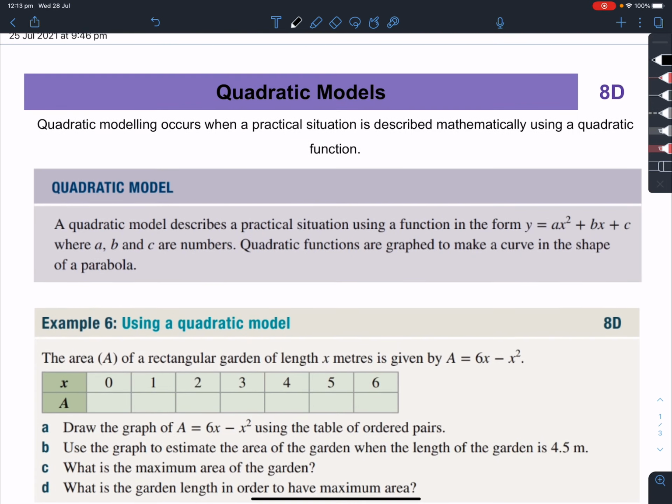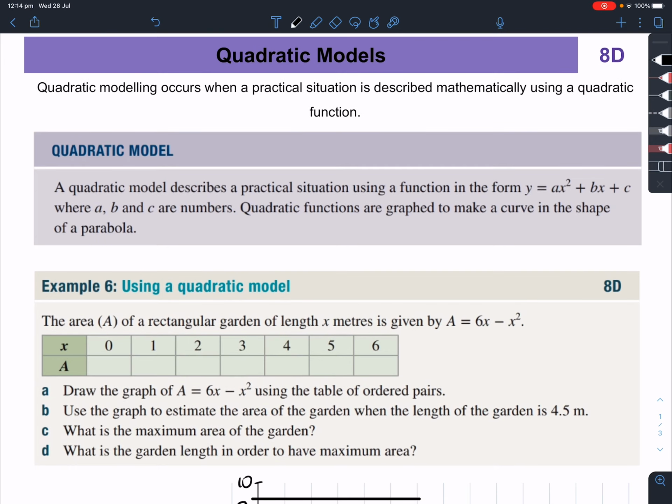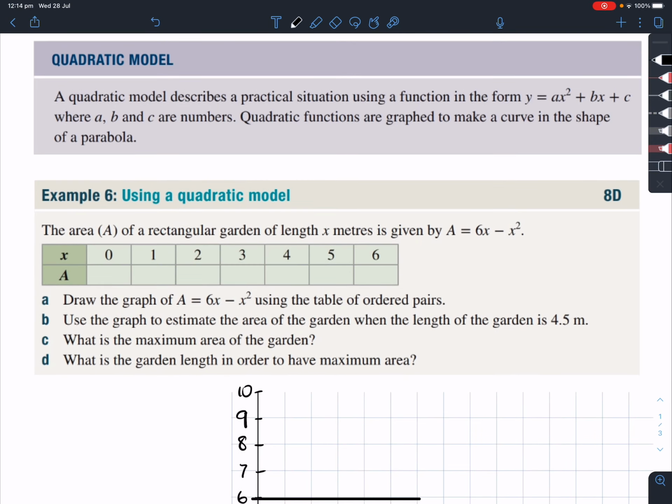So just having a look here. It says quadratic modelling occurs when a practical situation is described mathematically using a quadratic function. Now, I have mentioned before that these model exercises are more related to what you would get in an HSC question. They're probably not going to ask you just to graph a parabola for no reason. They're going to ask you to graph a parabola and then solve some further questions from it. So every second exercise is extra important, but you can't really do it unless you've done the previous one.